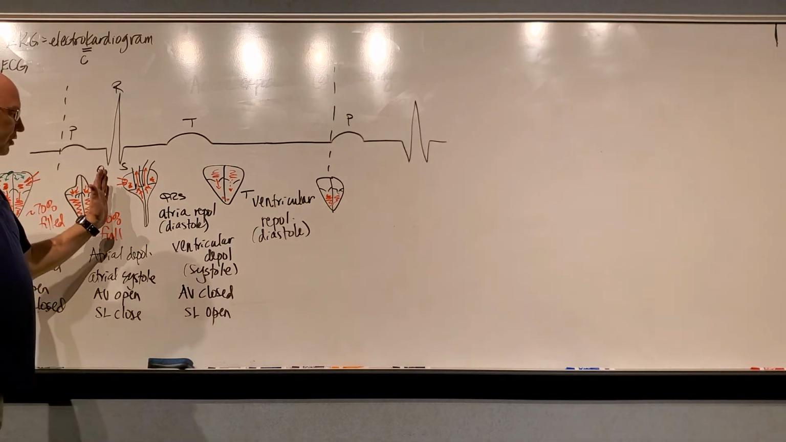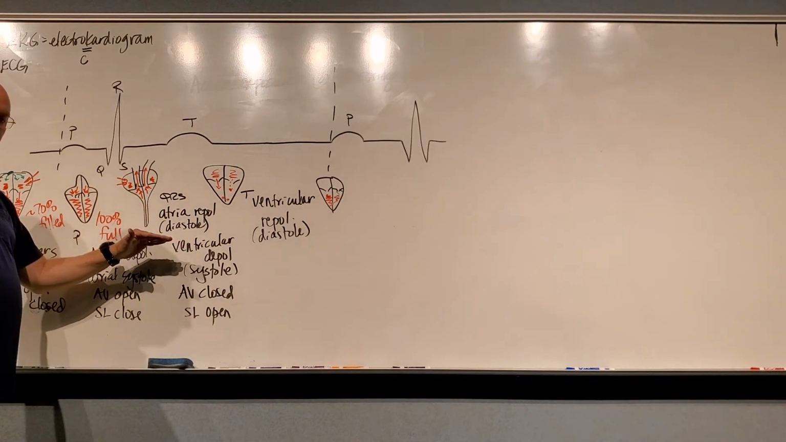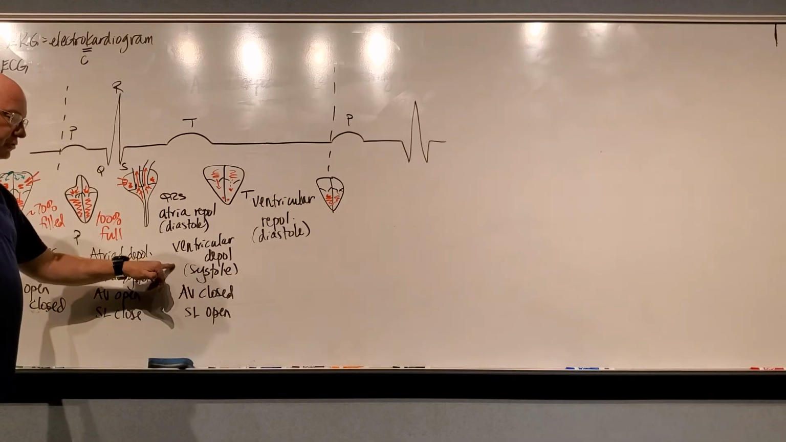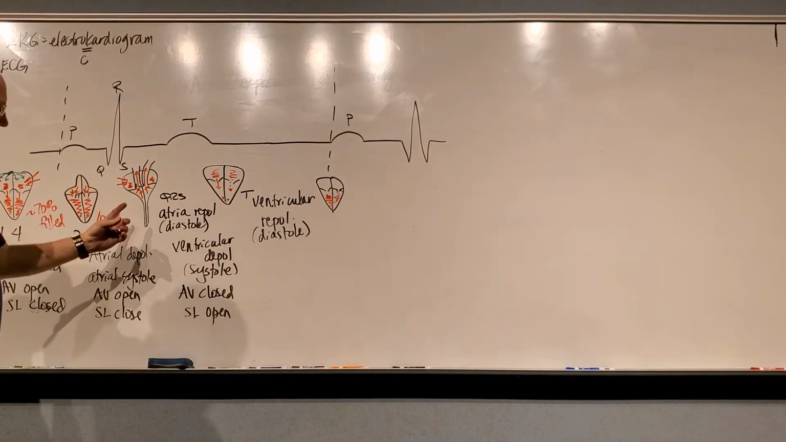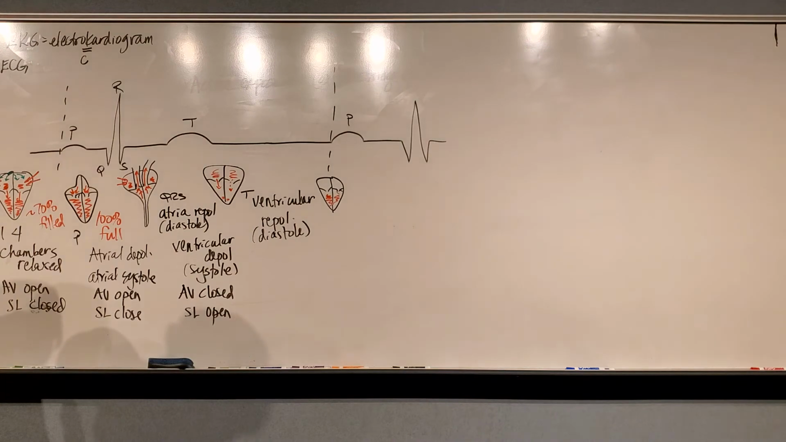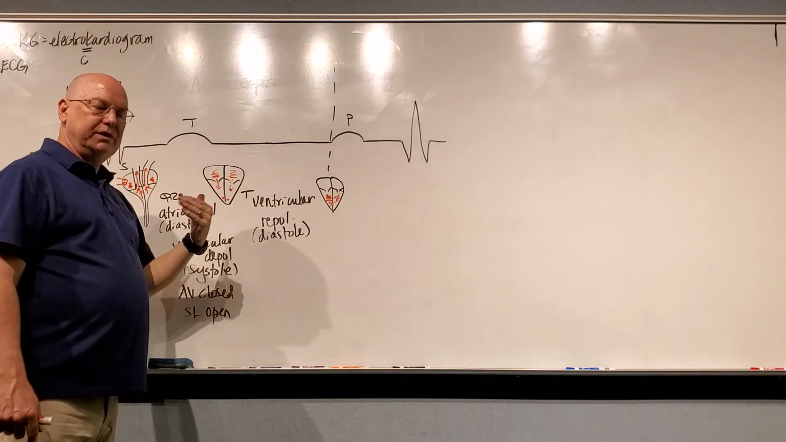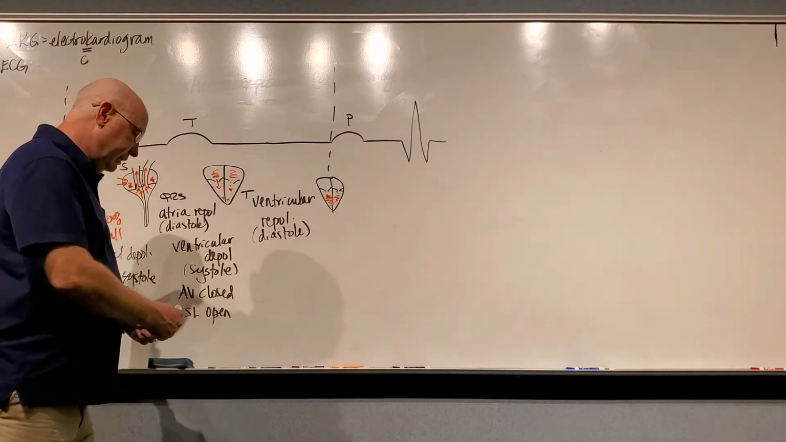And then when we get to the QRS complex, the electrical event is we have the ventricles depolarizing while the atria repolarize. The physical event is the ventricles go into systole. They contract, closing the AV valves, and the semilunar valves are blown open and blood is ejected. When we get to the T wave, the ventricles begin repolarizing. That's the electrical event. The physical event is they go into diastole.